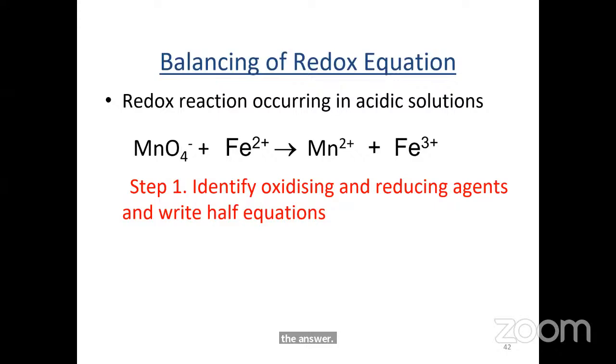Our oxidizing agent or reducing agent will be taken from the reactants. So I can see somebody putting a product. No. Out of the 2 reactants that we have, which one is the oxidizing agent? Which one is the reducing agent? Okay, I can see answers here. MnO4 minus is the oxidizing, Fe2 plus is the reducing. Very good. Now, let's see what we have here.